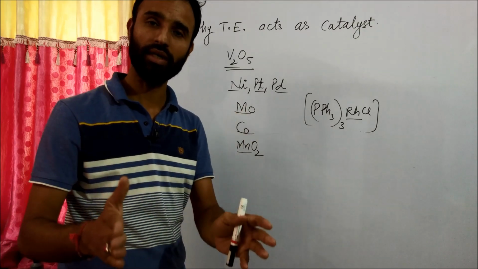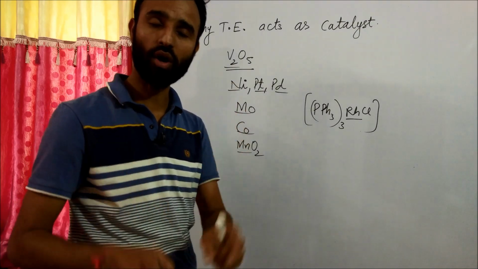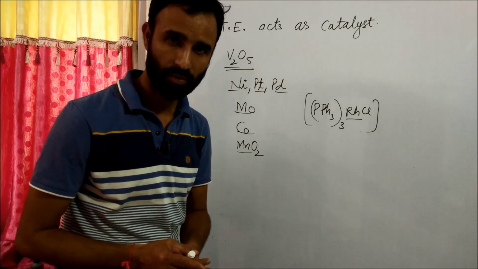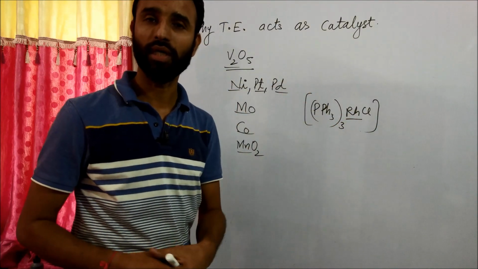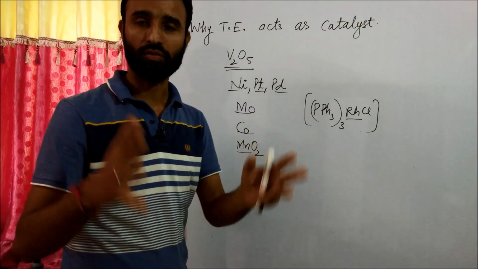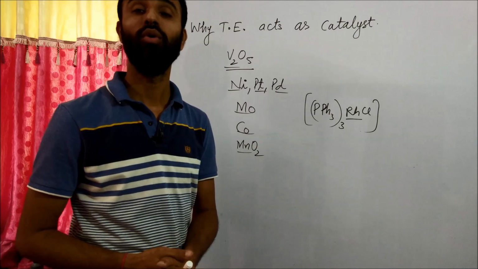I repeat it again. First, they can adopt multiple oxidation states, and that's why they can form intermediates. And second, they can provide a large surface area for the reaction to take place.